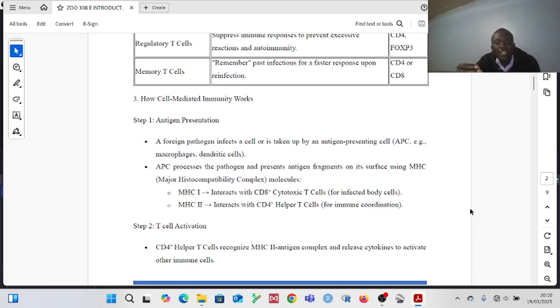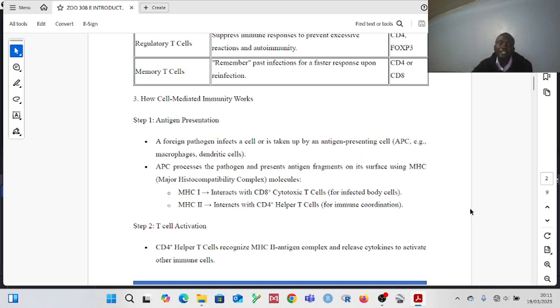Once they've done that, they present fragments of that pathogen on the surface of the cell which had been infected by that pathogen. What they use to present the fragments of that pathogen are the MHC molecules, or the major histocompatibility complex molecules.